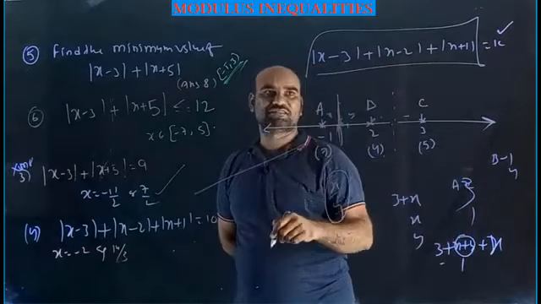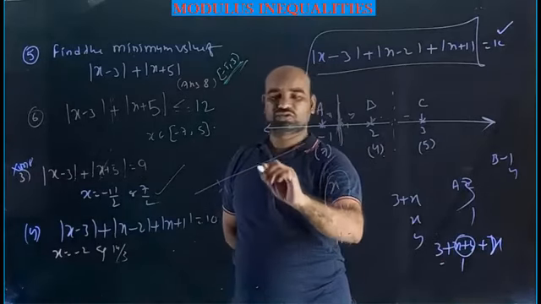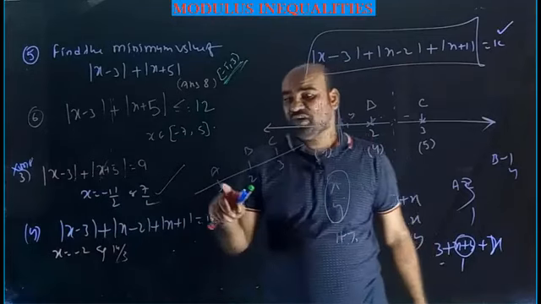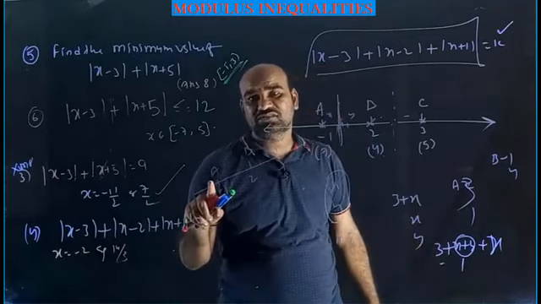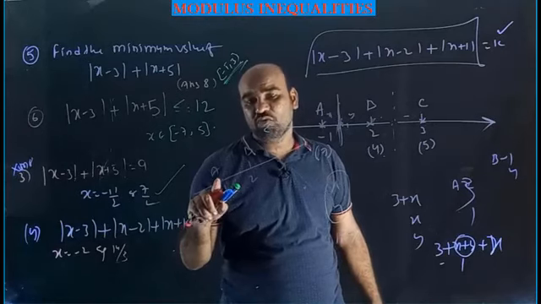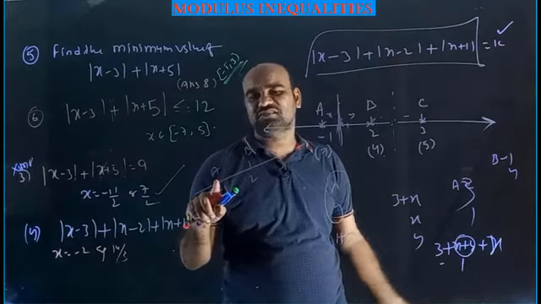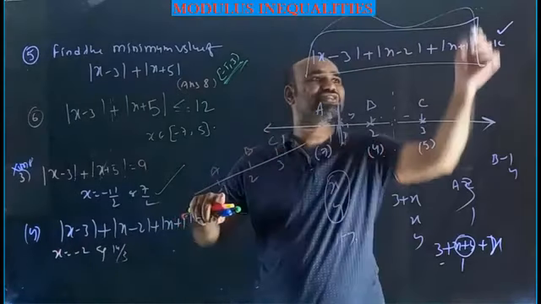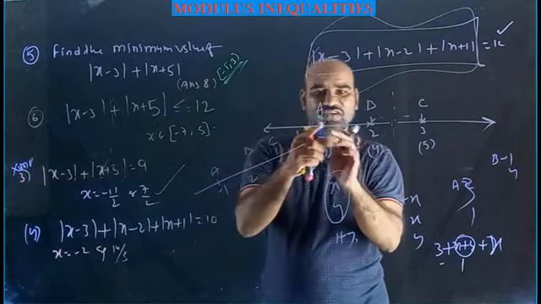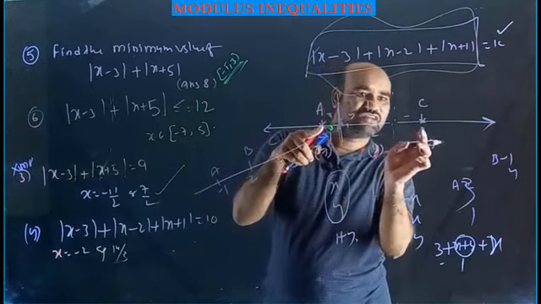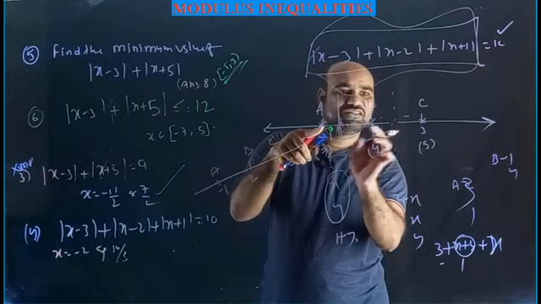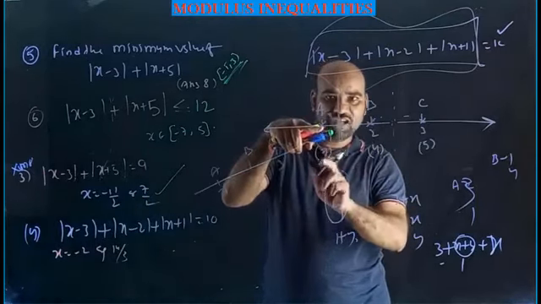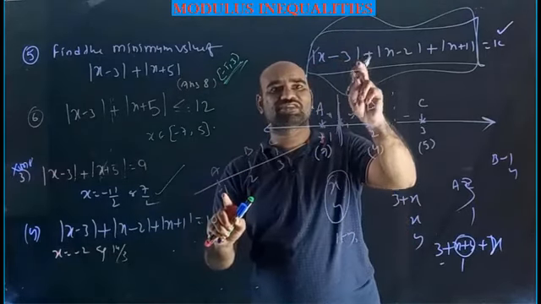Draw the number line: -1, 2, 3. Here A, here B, here C. They want to meet at A. How much distance should they travel together? Just put X equal to -1 in this expression. I explained, no? A and B should travel 3 units, C should travel 3 plus 1, 4 units, totally 7. So directly you can find this value of 7, just substitute -1 in this expression.